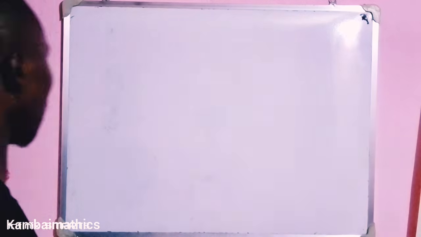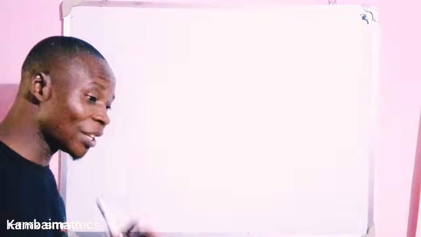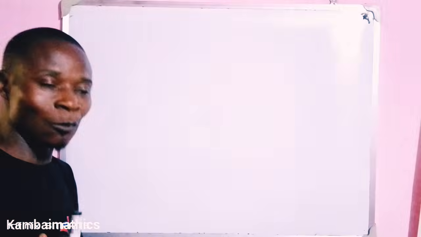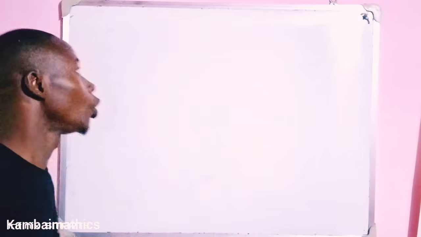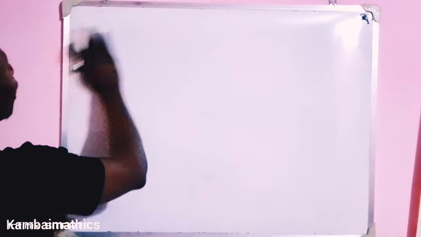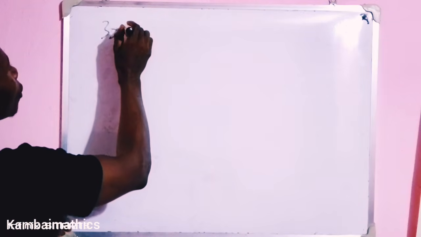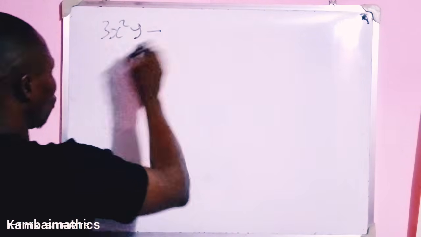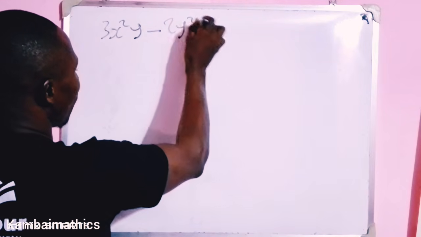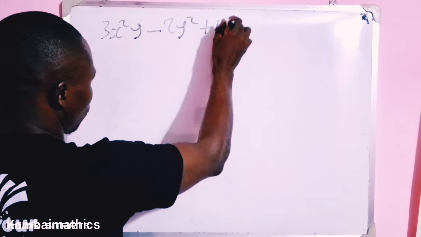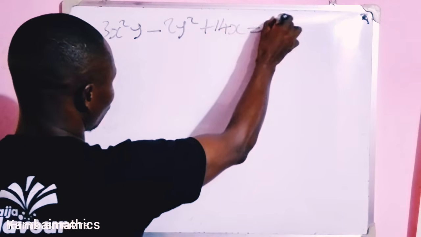Okay, let's take another example for implicit function. There are many questions that have to do with proof that we'll be solving on this one, so I'll take that separately. I won't combine it here so that it will not be too long. So here, we have 3x squared y minus 2y squared plus 14x is equal to 17, and we are to find the derivative of this one.